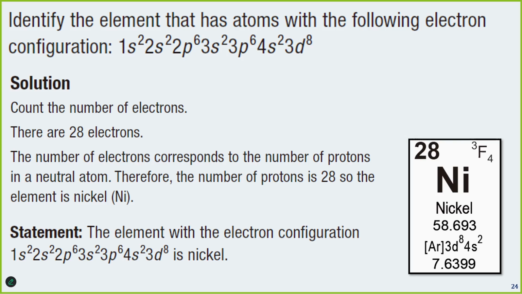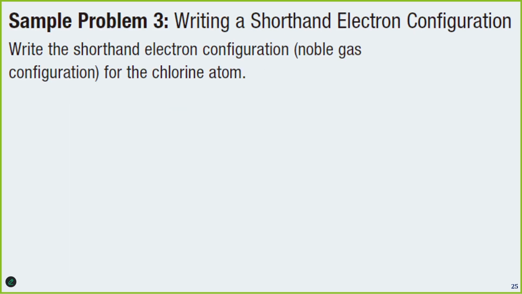Then look up your periodic table. The number of electrons corresponds to the number of protons in the neutral atom. Therefore, the number of protons is 28. So the element is nickel, right? Are you clear? Okay, let's have a look at another one.